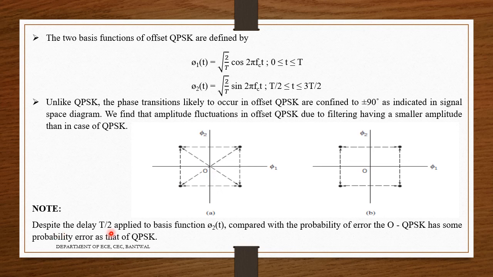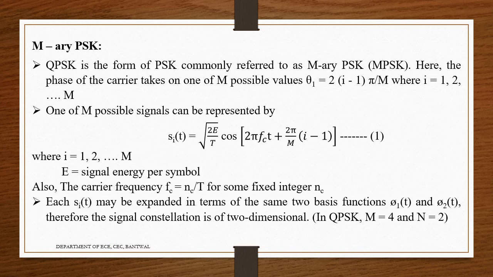Despite the delay T by 2 applied to the basis function pi by 2, the probability of error of the offset QPSK is the same as that of the QPSK. So some of the errors resemble the QPSK. Now we are discussing M-ary PSK. We don't need too much about the concepts, just a brief idea about the offset QPSK. Now the M-ary PSK: QPSK is a form of PSK.